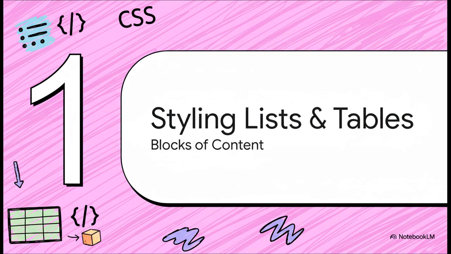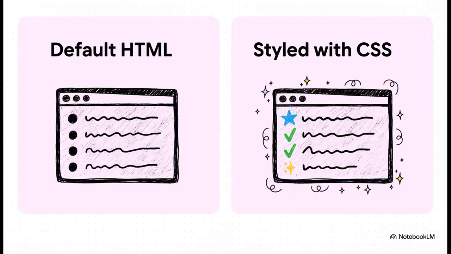All right, first up, let's tackle the elements that organize, well, a huge chunk of the web's information. Getting lists and tables right is fundamental to creating clear, readable interfaces. Just look at this. On the left, you've got your plain default browser list. I mean, it's functional, sure, but pretty boring, right? Now, look at the right. With just a couple of lines of CSS, it's totally transformed into this clean, intentionally designed element. This really shows you the immediate impact a little thoughtful styling can have.